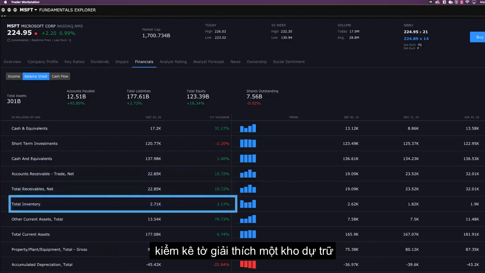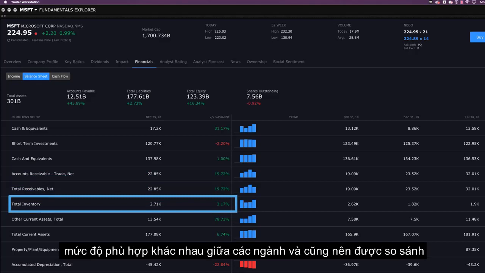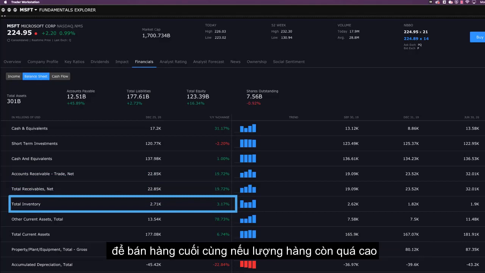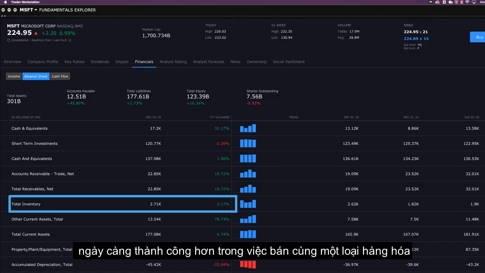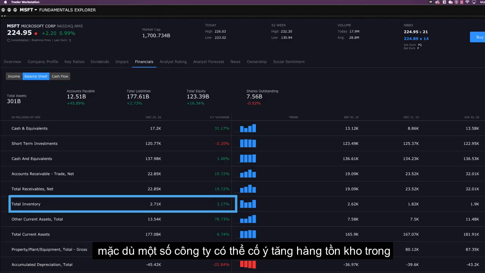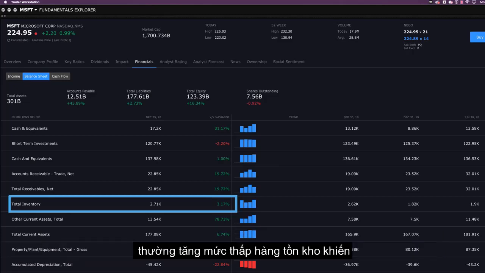Inventory explains a stockpile of finished or semi-finished goods available for sale. Appropriate levels vary between industries and should also be compared to final sales. If stock levels are too high, it could be a warning that sales are beginning to slow or that competitors are becoming more successful in selling the same type of goods. Although some companies may purposely increase inventory in the run-up to a known period of high demand, such as retailing holidays when sales typically surge.